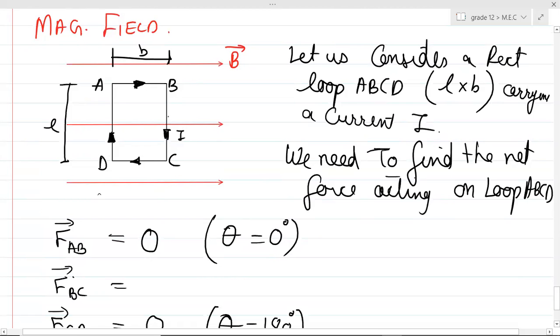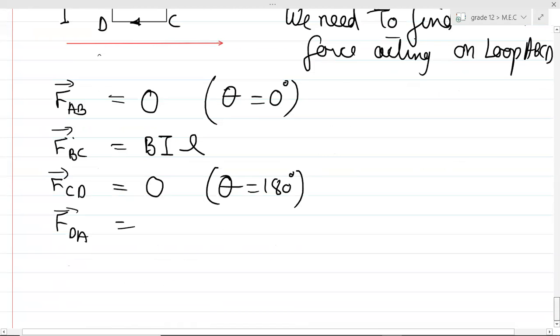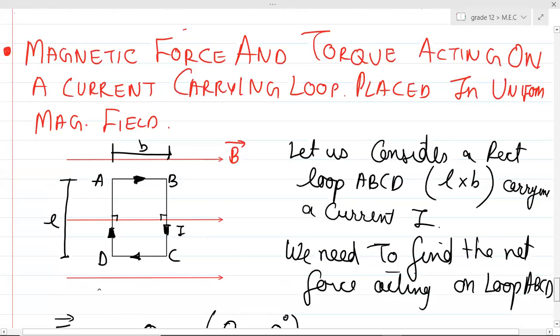Now the force on BC and the force on AD. Can you see the angle between the length vector and the magnetic field is 90 degrees? So the force will be maximum. The force will be B into I into L. And what will be the direction of this force? Can anyone tell me?